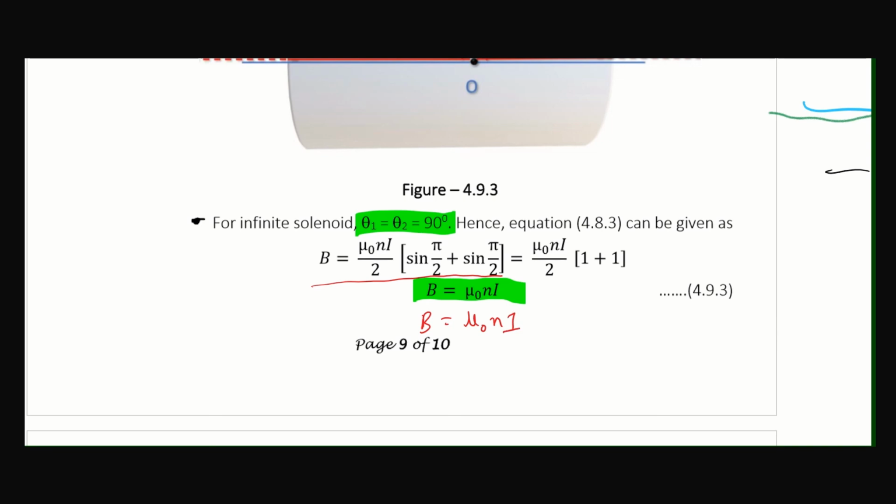Okay, so that is all about the solenoid and its magnetic field. I hope you could understand. Thank you.